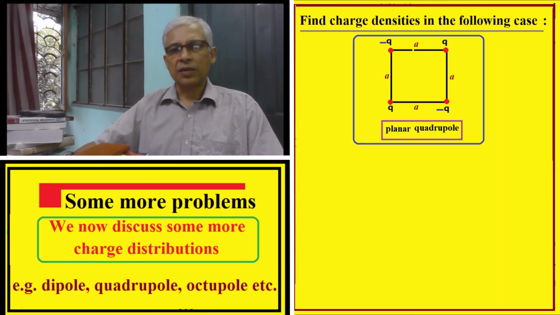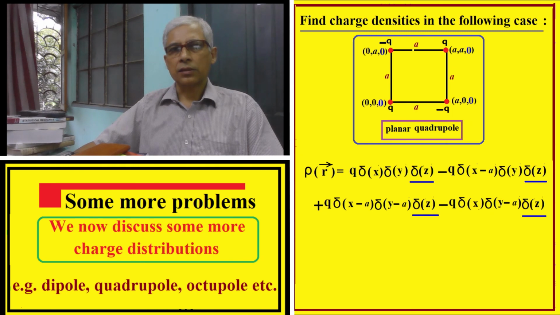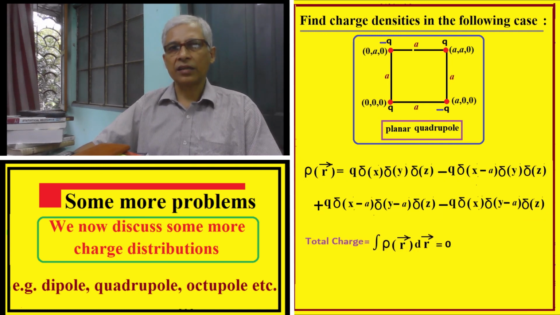We next consider a planar quadrupole. We have to find the volume charge density. Let us attach the coordinates assuming the origin at one corner. We note that the plane is the xy plane as the z coordinate of the charges is z equal to 0. So the Dirac delta part involving z would obviously be Dirac delta of z minus 0, that is Dirac delta of z, as shown with a blue underline. You can evaluate the total charge and check.